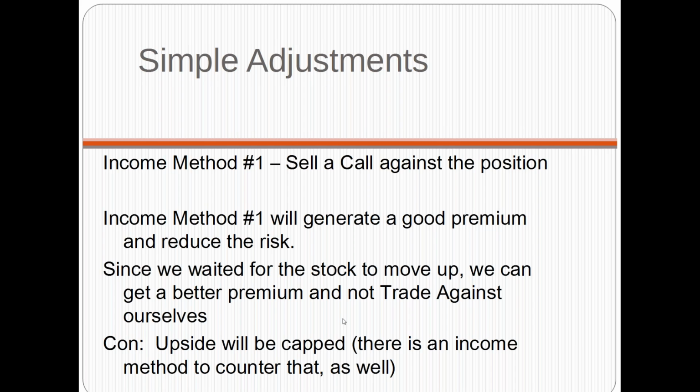The minute I try to force selling a call too soon, I'm actually going to create a bearish position where now I'm trading against myself because I was looking for a bullish stock. The con of income method number 1 is we're going to cap the upside, just as you do with a covered call, but there's an income method that can counter that as well.